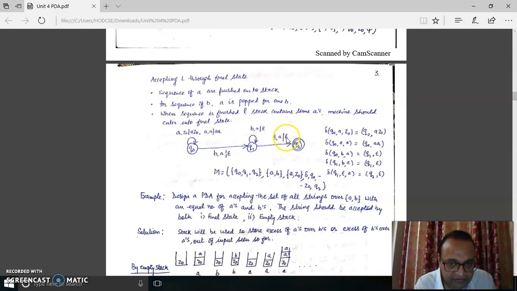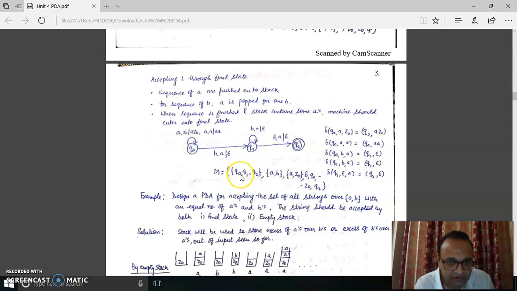Once this type of situation occurs, we move to another state and we do nothing. We may also pop A. Here we can also perform no operation, leaving A as it is. We can move to state Q2, or we can pop it also; there will be no issue. And finally we are moving to the final state, and in this way the machine will be like this.